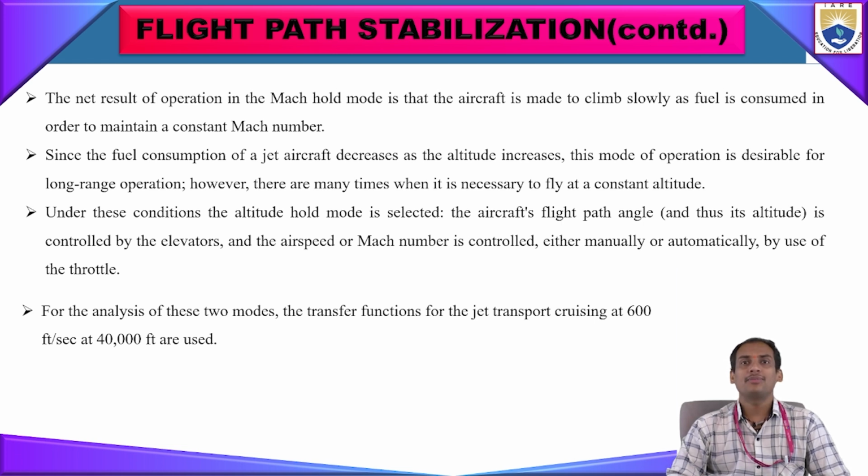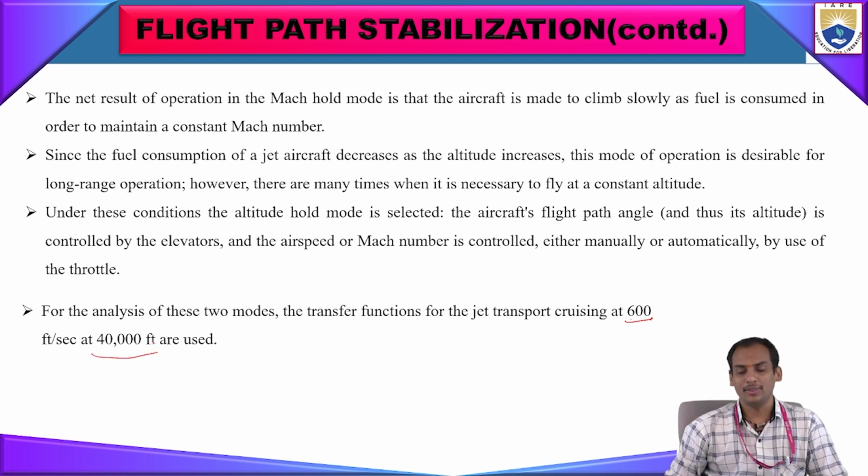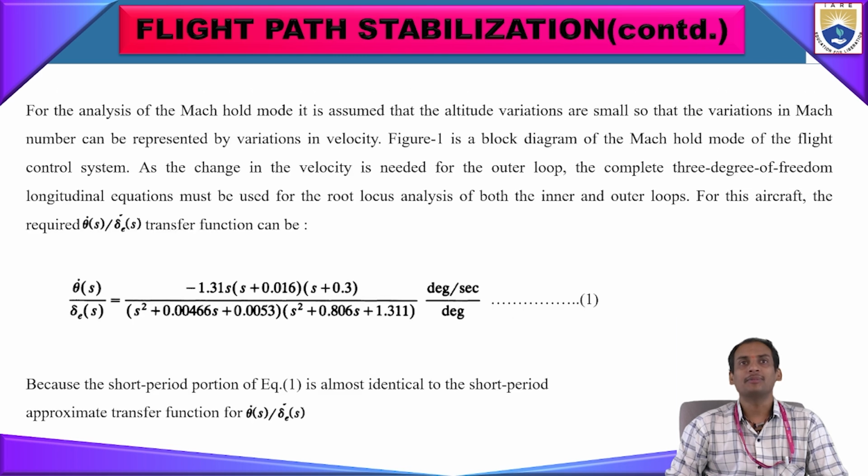So for the analysis of the two modes, Mach hold and altitude hold, the transfer function for a jet transport at around 600 feet per second and 40,000 feet is generally used. So here the altitude control and Mach number control will be like what? Mach hold value will be around 600 feet per second, and this altitude will be 40,000 feet. So only we will generally use.